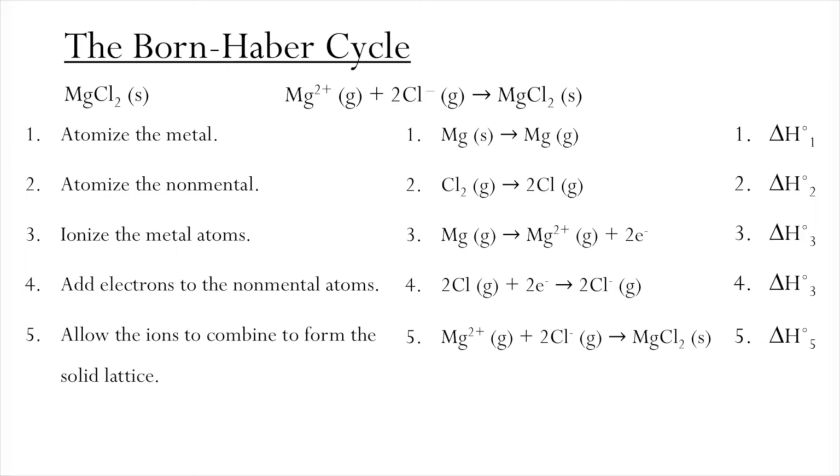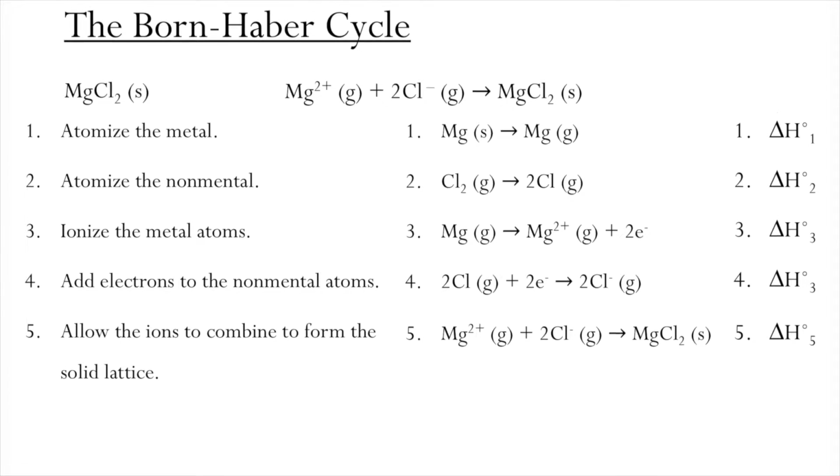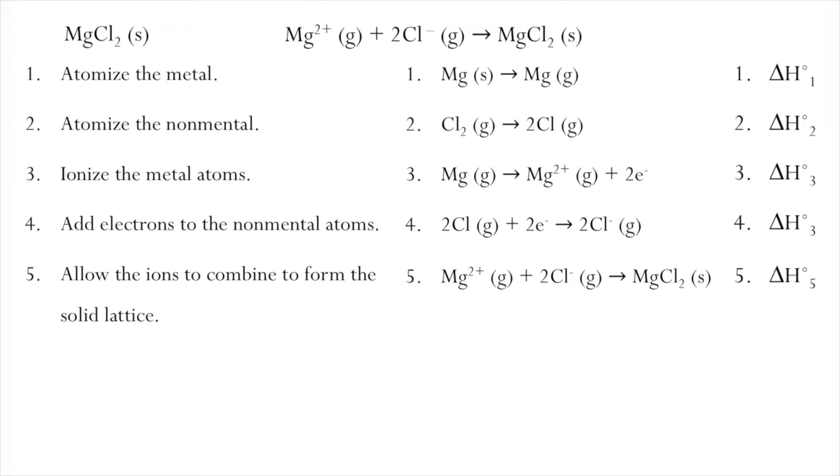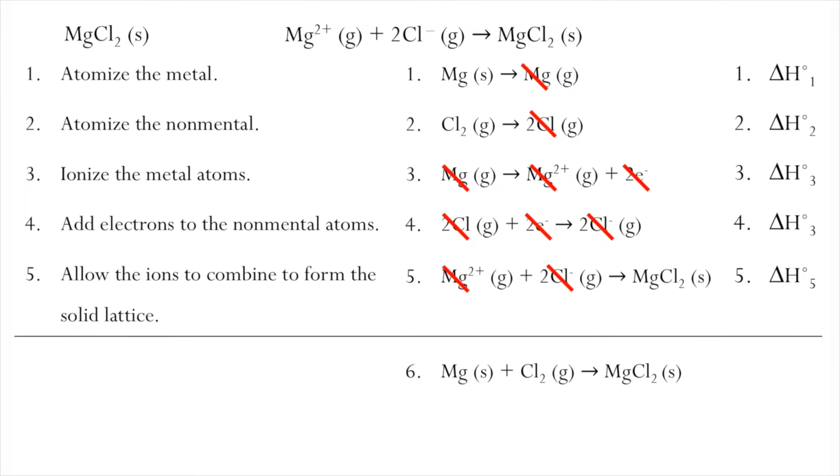Let's look at all these steps again. If we add the chemical equations for steps 1 through 5, something really interesting happens. Adding the chemical equations together, many molecules appear in both the reactant and product side, so we can cancel those out: magnesium gas, 2 chlorine gas, magnesium 2 plus gas, 2 chlorine minus gas, and 2 electrons. Now we are left with what we'll call equation 6. Magnesium solid plus diatomic chlorine gas goes to magnesium chloride solid.